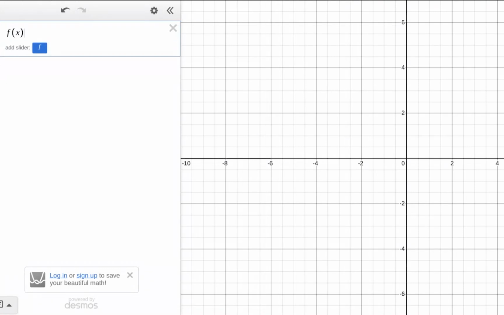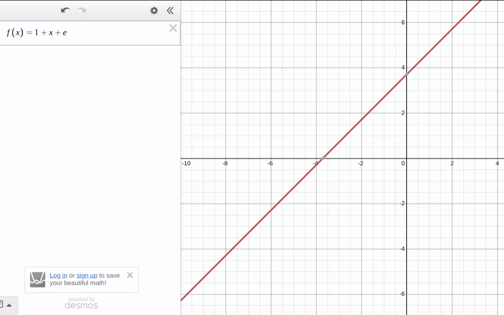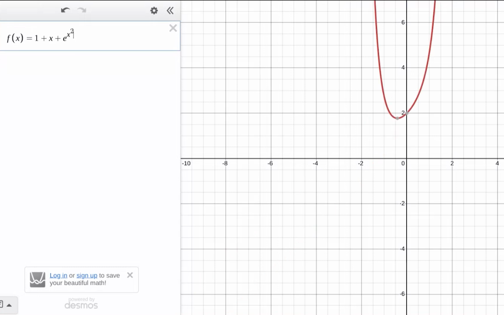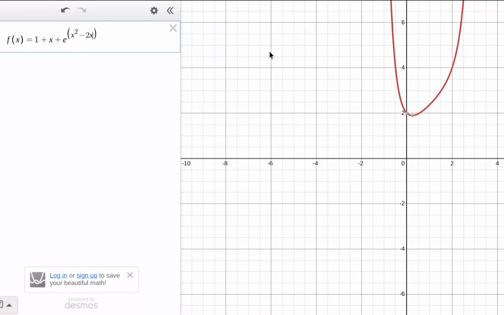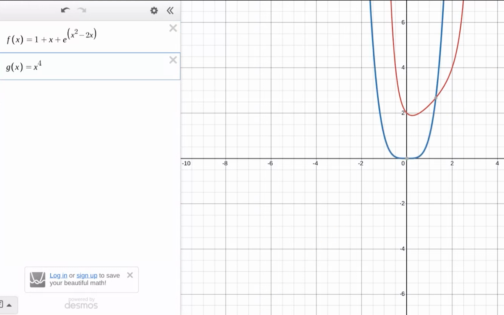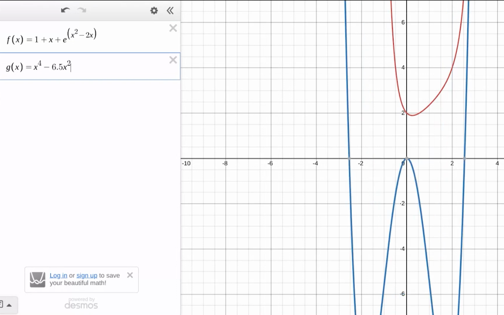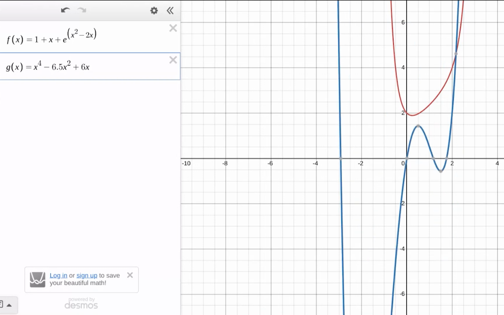F of x was 1 plus x plus e to the power of x squared minus 2x. Oops, need that minus to stay up there. Anytime you have that sum or difference, sometimes you have to put that in parentheses when you're dealing with an exponent. It's a little quirk of this software. And then g of x was x to the fourth minus 6.5x squared plus 6x plus 2.